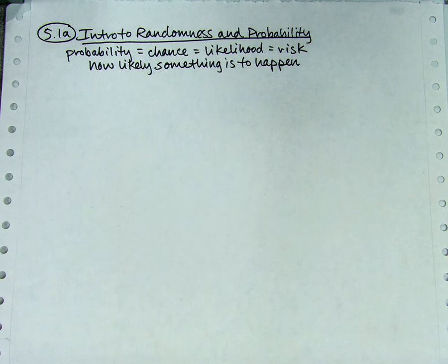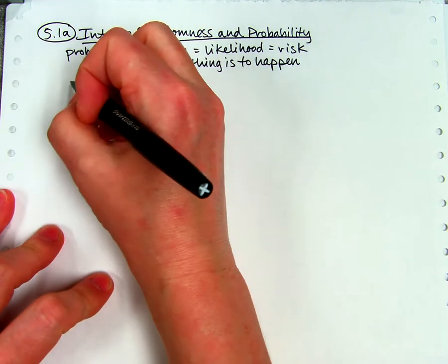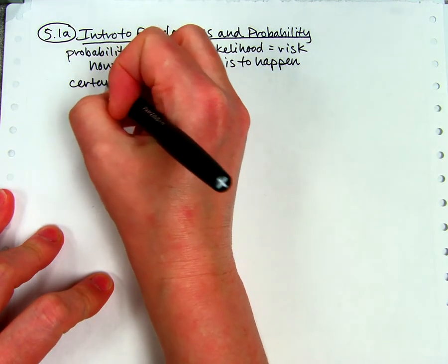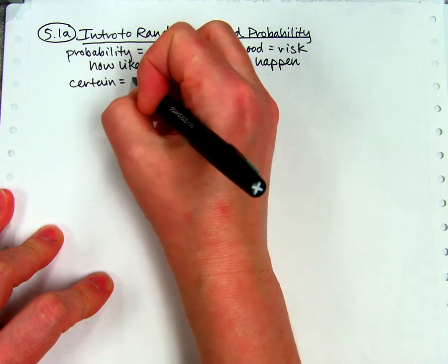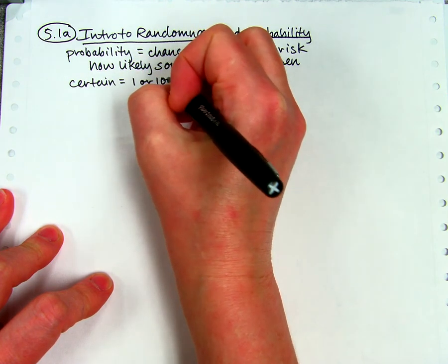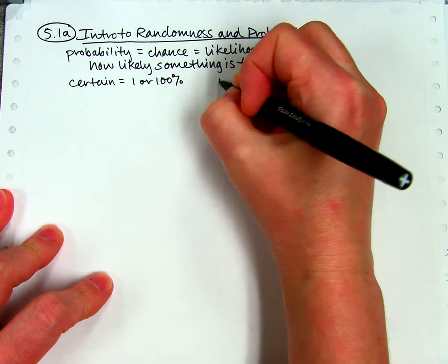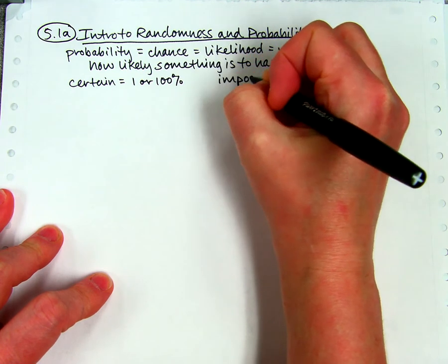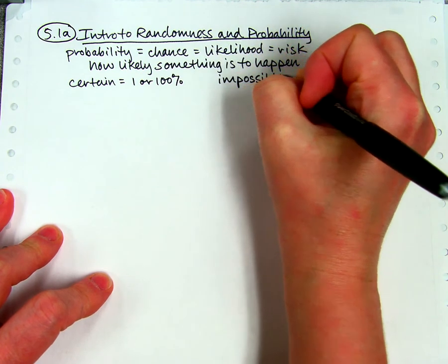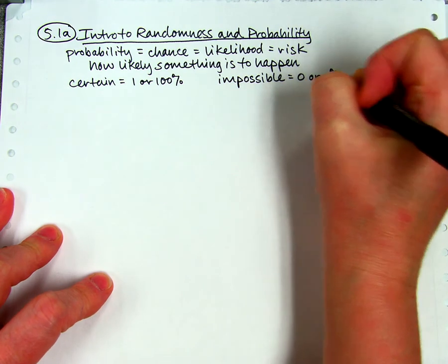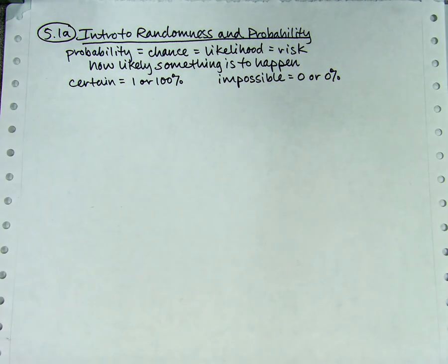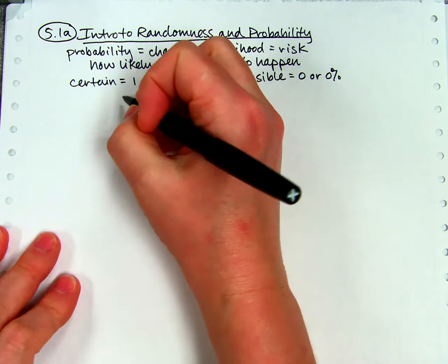And as you probably know, if something is certain to happen, that's a probability of 1 or 100%. If something is impossible, that's a probability of 0 or 0%. And most of the time we work with probabilities that are in between these two.